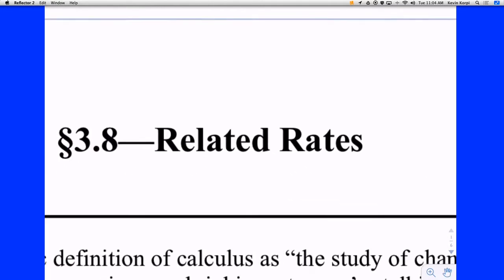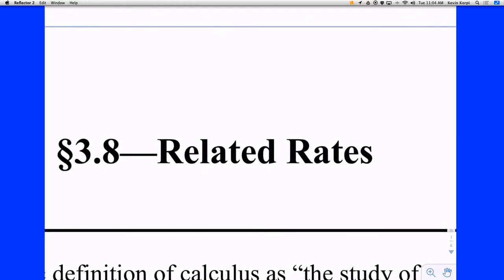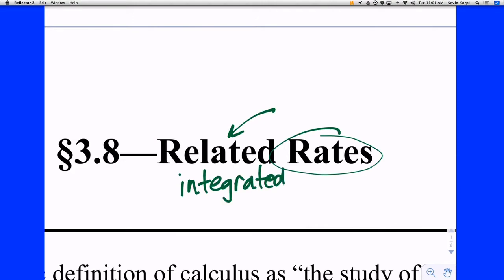All right, so what is related rates? Well, of course, rates means what? How fast something changes, or how much something costs, really. It represents a rate of change. And related means like brothers, sisters, right? They're somehow integrated in some system.